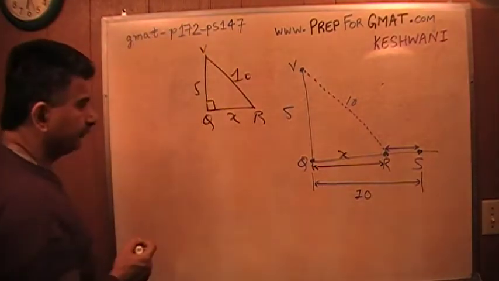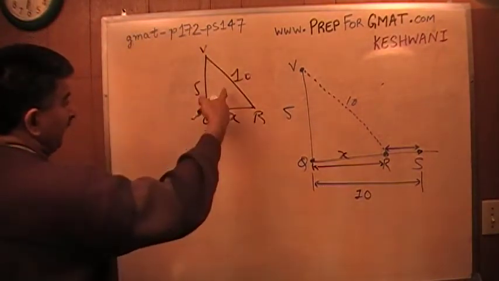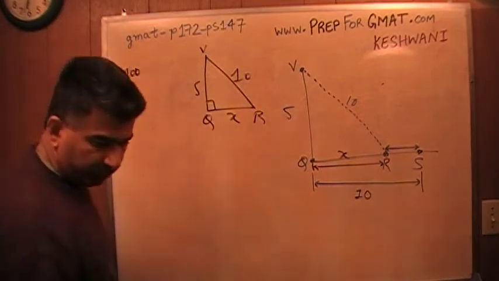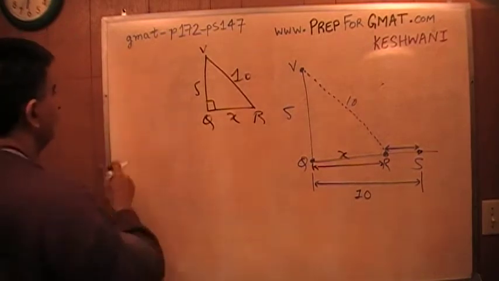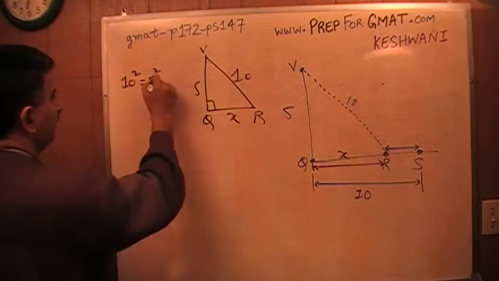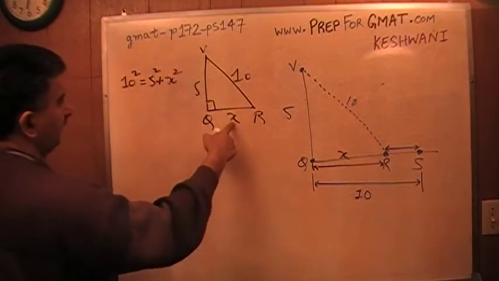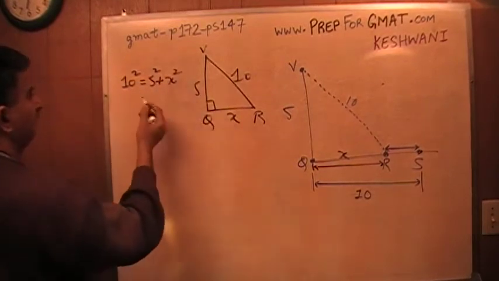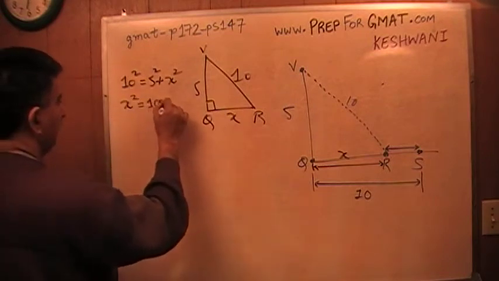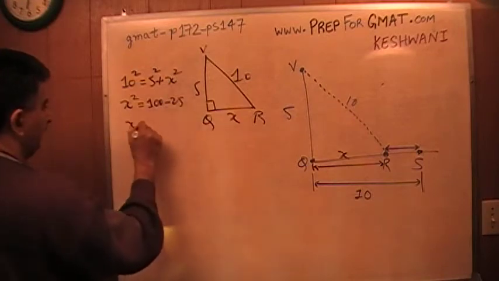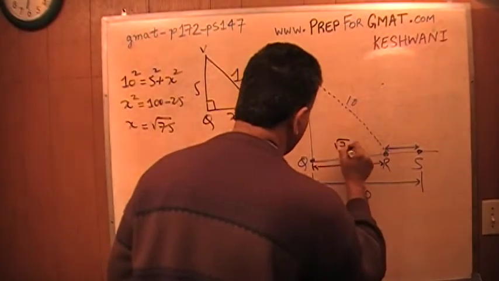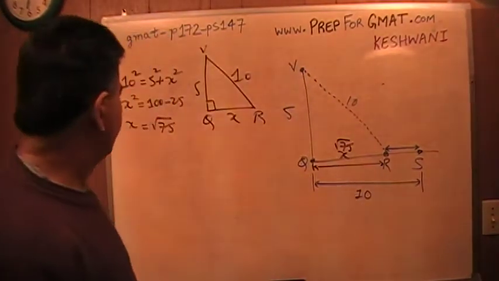Let's do it then. So the Pythagorean theorem tells me that the hypotenuse squared, which is 100, let me do it step by step so I don't lose anybody. 10 squared has to be 5 squared plus x squared, this right here. Bring the 5 squared to this side, so x squared equals 100 minus 25, and x equals the square root of 75. This thing right here is the square root of 75.